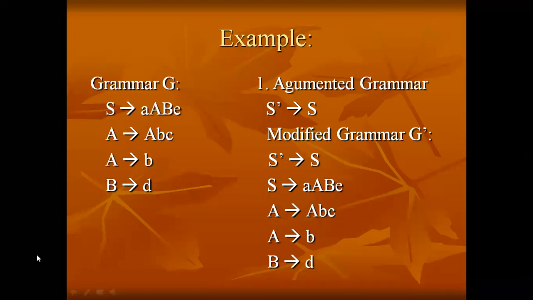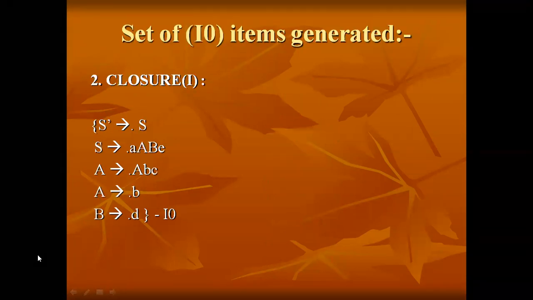Computing closure of I. What it means is, here I am collecting the set of items just by computing the closure of I. That collection of set of items can be called a canonical set of items.